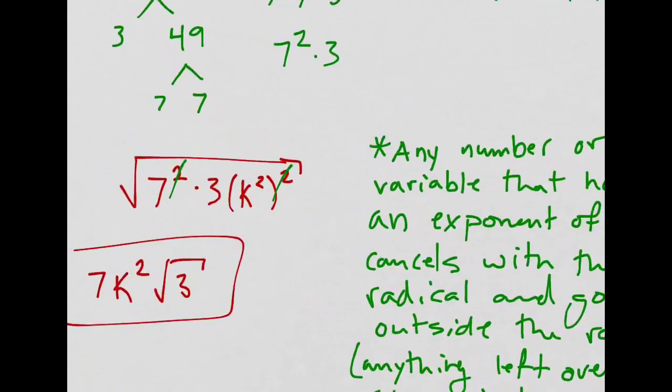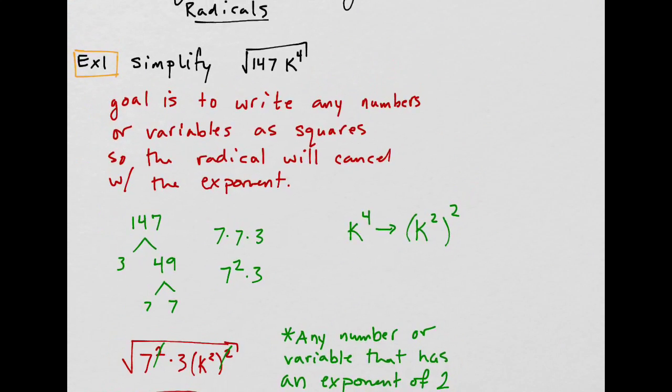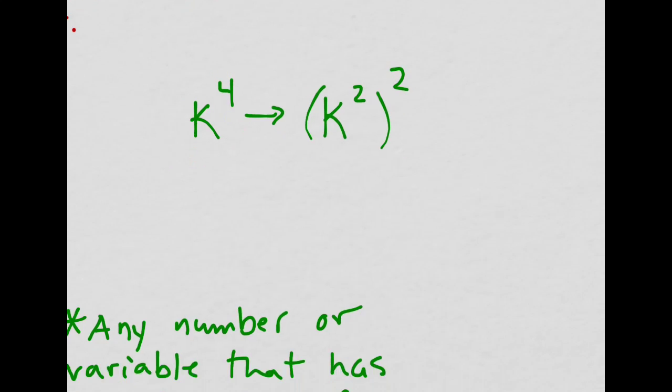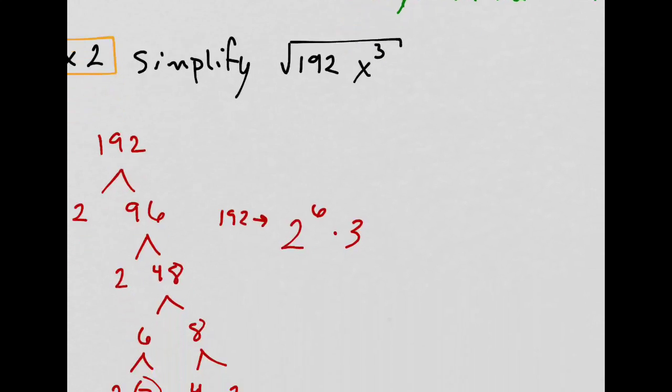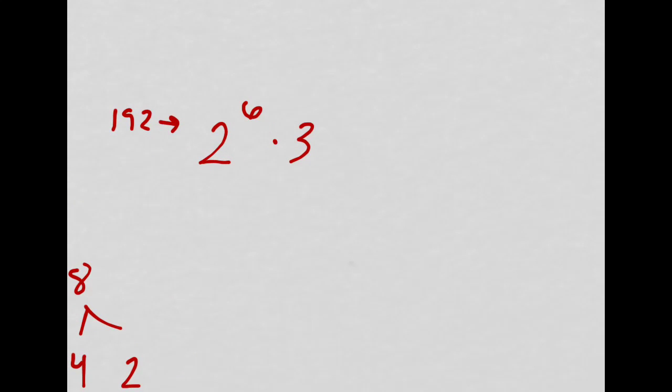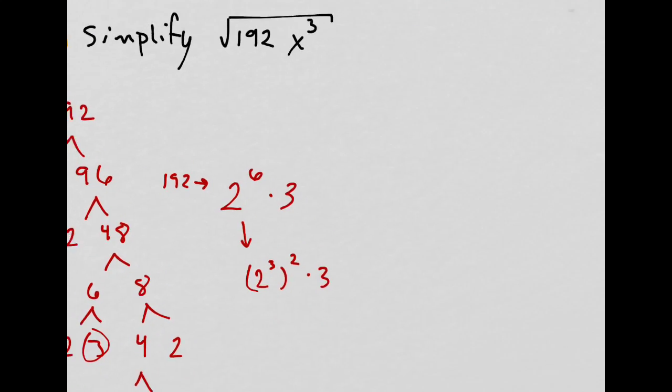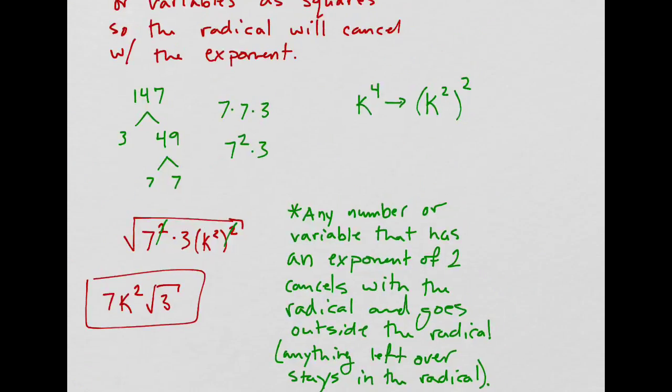And then just the same way that, where was it? Here, k to the fourth could be written as k squared squared. 2 times 2 was 4. Well, in this case, 2 times 3 is 6. So if I had, instead of writing 2 to the 6th, I could rewrite this as 2 to the third squared, and then times the 3.